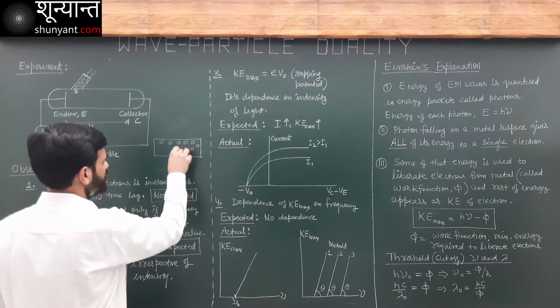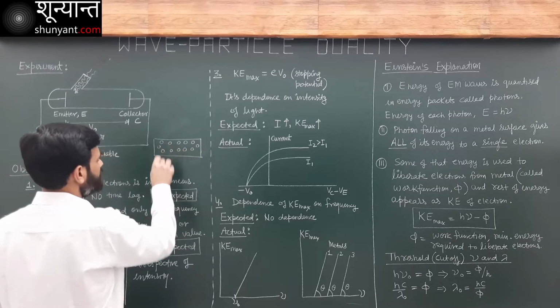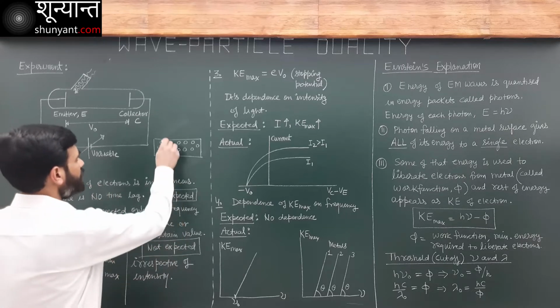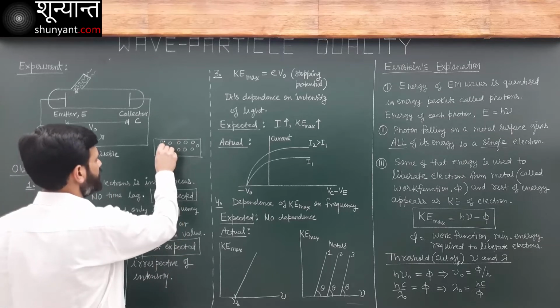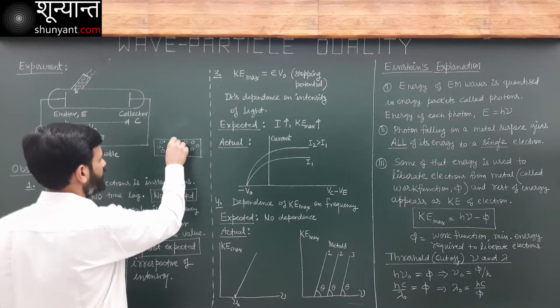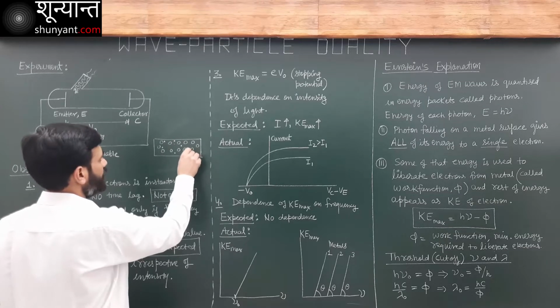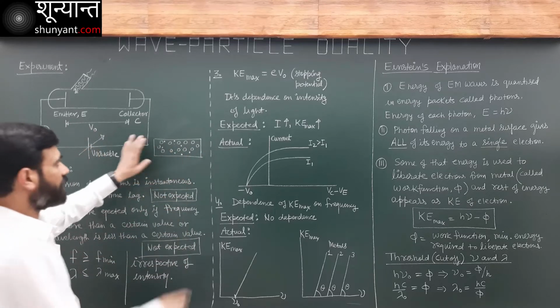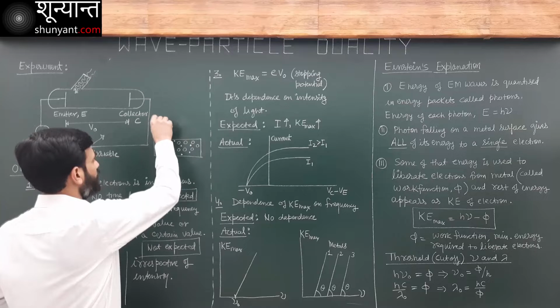It's like this. What are these? These are atoms, atoms of the metal. And then there are electrons, electron here, electron here, electron here. One electron is right here, deep inside. Electrons and atoms. Light falls.